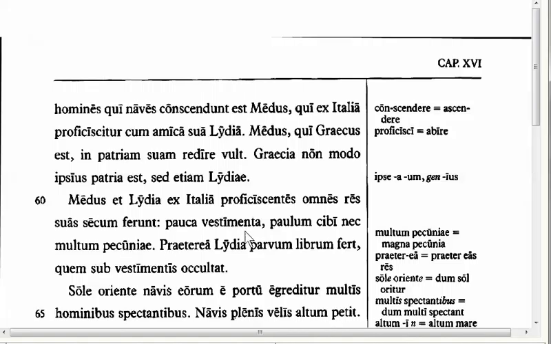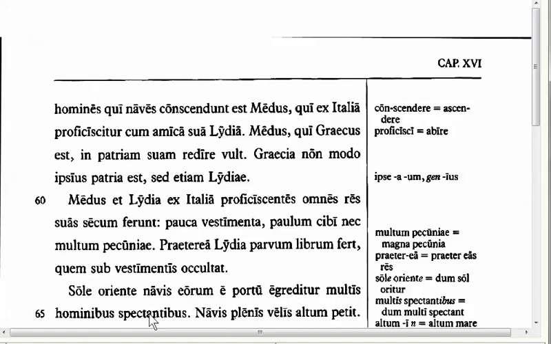In line 64, we have another ablative absolute with sole oriente and multis hominibus spectantibus. Sole oriente navis eorum e portu egreditur multis hominibus spectantibus. With the sun rising, or when the sun rises, their ship sets out from the port with many people watching.